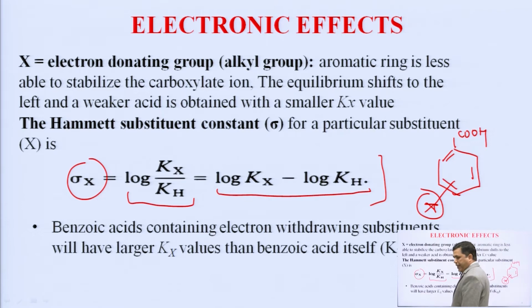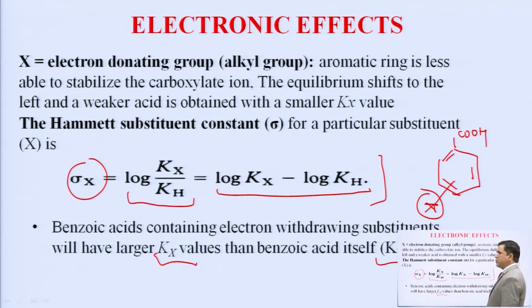Benzoic acid containing electron withdrawing substituents will have larger KX values than benzoic acid itself, that is KH. For the substituted benzoic acid and the non-substituted benzoic acid, the dissociation constant of the substituted benzoic acid is termed KX and that of the non-substituted benzoic acid itself is KH.